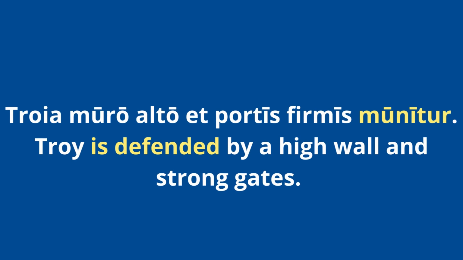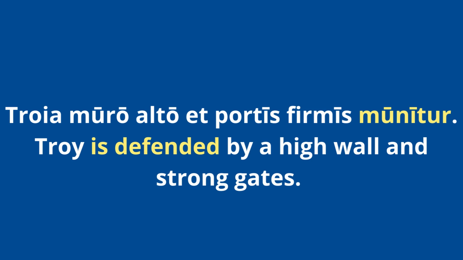You have Troia muro alto et portis firmis munitur, rather. Troy is defended or is being defended, munitur, right? It's a fourth conjugation verb, by a high wall, muro alto, et portis firmis, and by strong gates, right? Portis firmis. So here you have your passive voice verb, right? Troy is being defended, and you have the ablative of means.